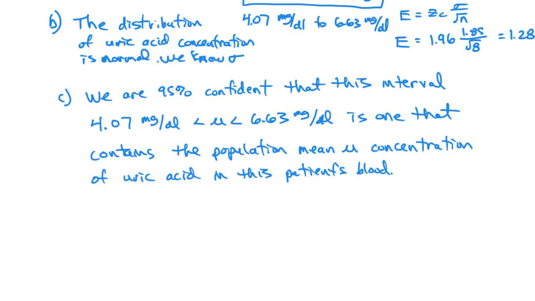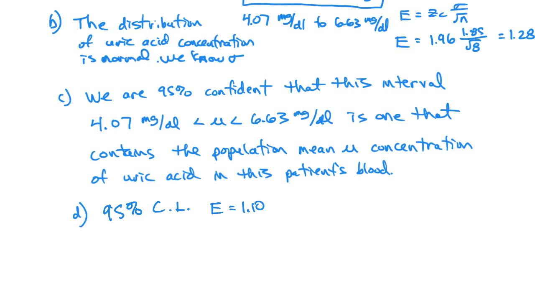And then finally, for part D, they ask, find the sample size necessary for a 99% confidence level. Whoops, reading the wrong one. Find the sample size necessary for a 95% confidence level. So in a 95% confidence level, with a maximum margin of error E of 1.10 for the mean concentration of uric acid in this patient's blood.